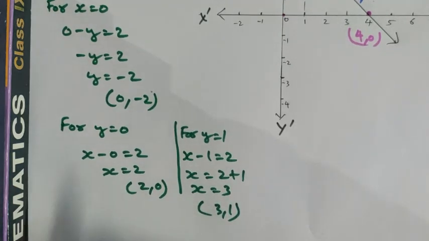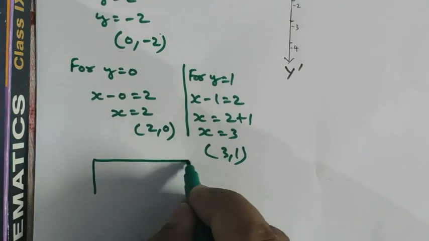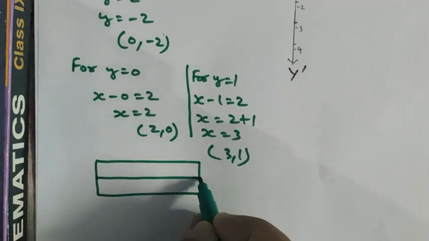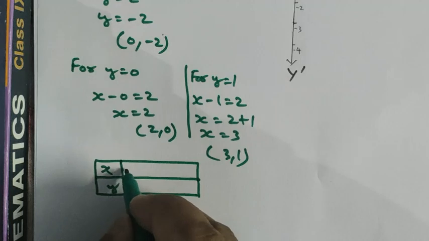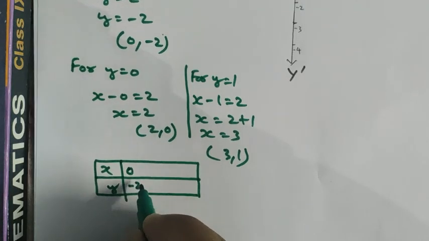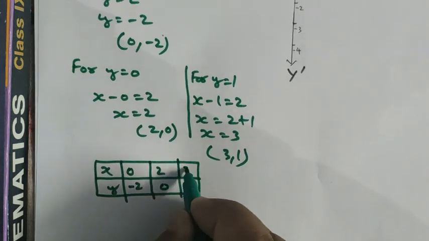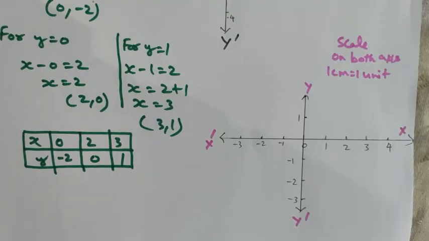So we can draw the table, that is x and y. For x equals to 0, y equals to minus 2. For x equals to 2, y equals to 0. For x equals to 3, y equals to 1. Now we will plot the graph.